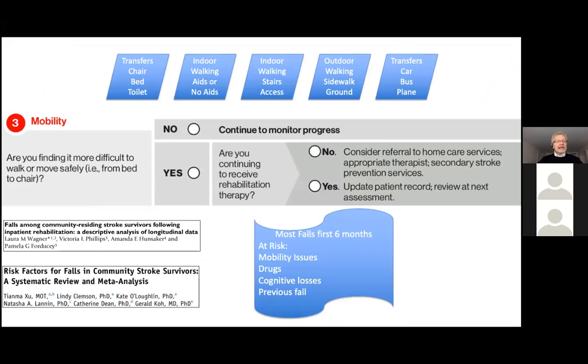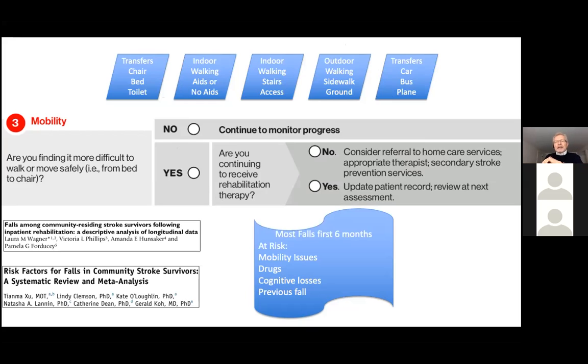The next question in the post-stroke checklist is, are you finding it more difficult to walk or move safely from bed to chair and so forth? There are many types of movements, and I've listed them above here. There are transfers from chair, bed, toilet, indoor walking with aids or no aids, stairs, and access to different floors of the house. But there's also outdoor walking on the sidewalk or on rough ground. And there are very complex transfers into the car, into the bus, and into a plane, which are all things that need to be taken into account when you look at somebody moving or walking. It's not just walking ordinarily on a nice surface indoors.